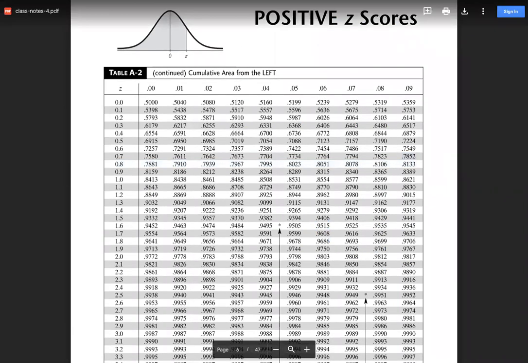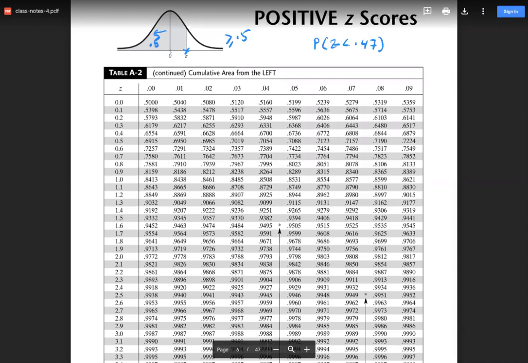Only difference is that positive z-scores are going to be to the right. So let's find the probability of z less than 0.47. What is the probability that z is going to be less than 0.47? Now remember, positive values of z are to the right of 0. So all the probabilities must be greater than or equal to 0.5, because to the left of this vertical line, the area is 0.5 or 50%, right?